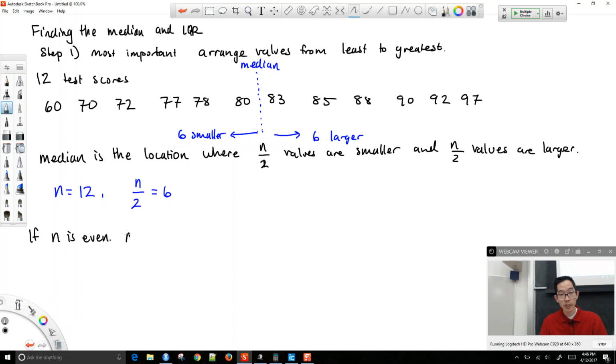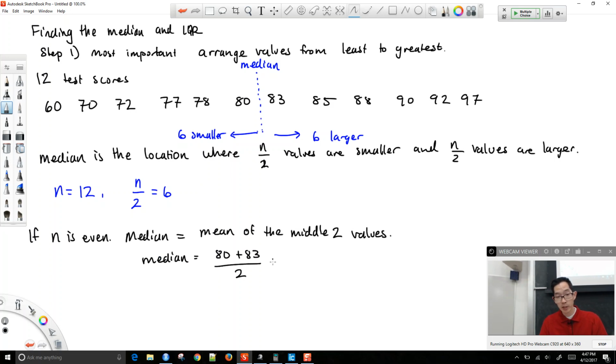If n is even, then the median is going to be equal to the average, or the mean, of the middle two values. So in my case, my median is equal to 80 plus 83. These are my middle two values. I divide that by 2, and I get a median of 81.5.